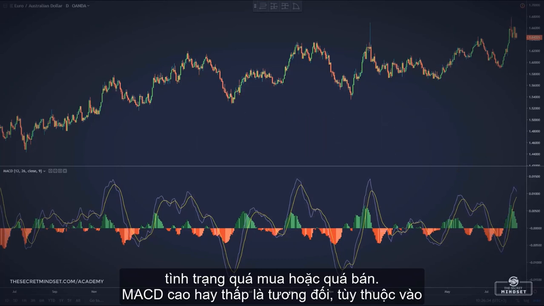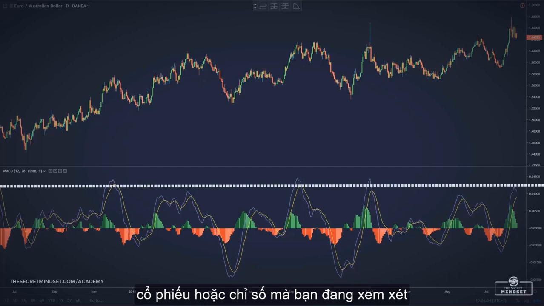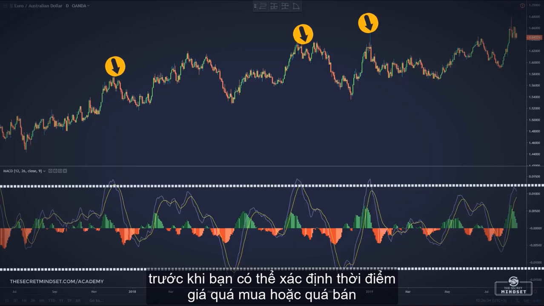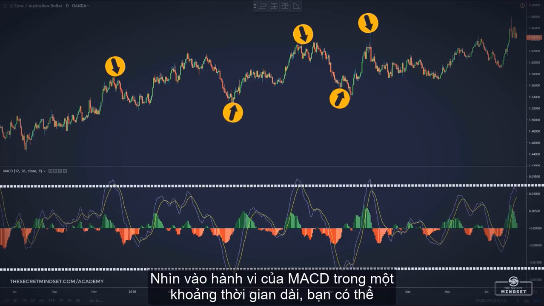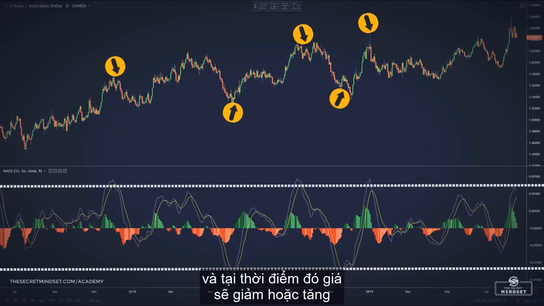High and low MACD levels are relative, depending on the security or index you are examining. You may need to study the behavior of the MACD over time before you can determine when the price is overbought or oversold. Looking at the MACD behavior over an extended period of time, you may be able to discern patterns where the MACD may rise or fall to relatively similar levels, at which point the price will fall or rise.